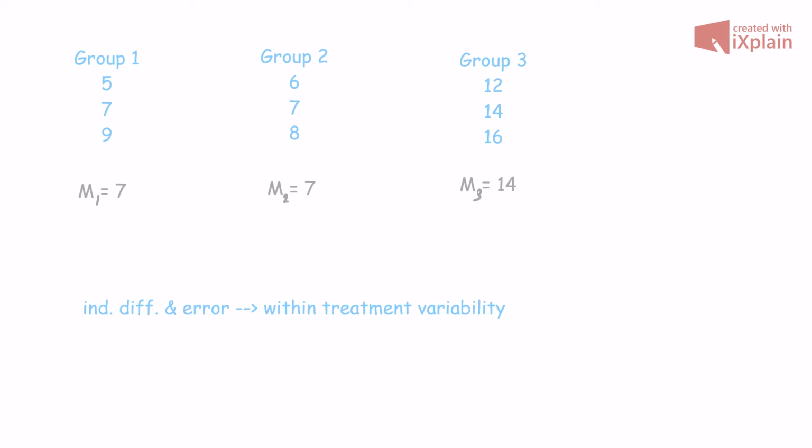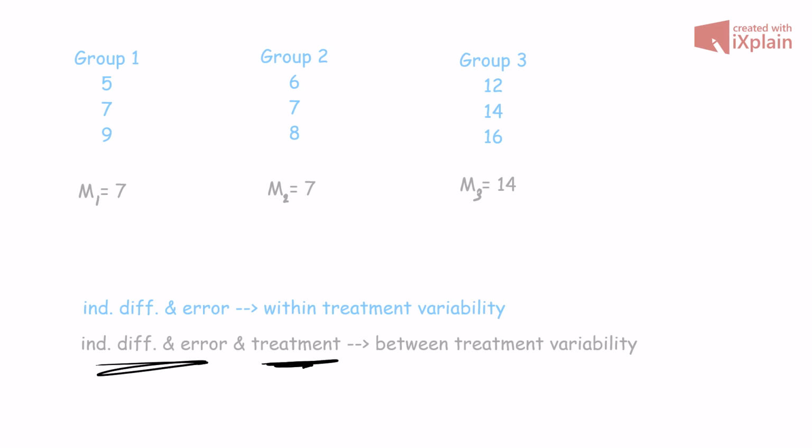However, there's something else also contributing to these means, right? Just like these people within group 1 are different from each other, it's also true that these people in group 2 are different from the people in group 1, and also different from the people in group 3. So these means are contaminated with individual differences and error. So between treatment variability has in it the good stuff and the bad stuff. Variability within condition just is, quote, the bad stuff.